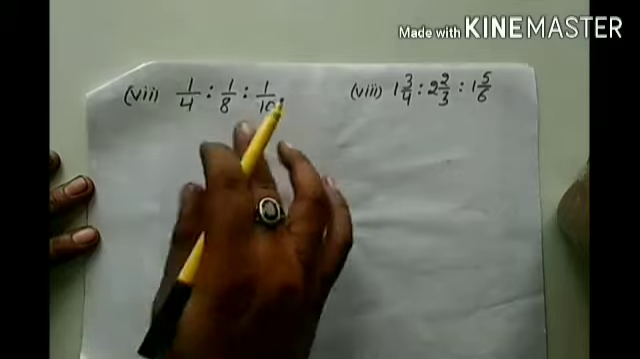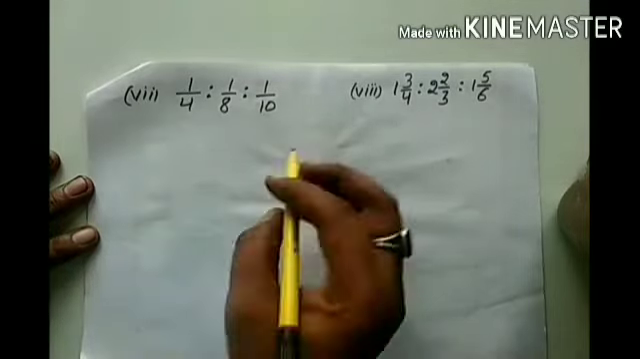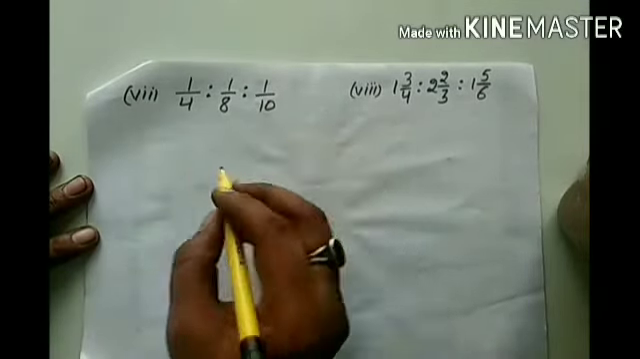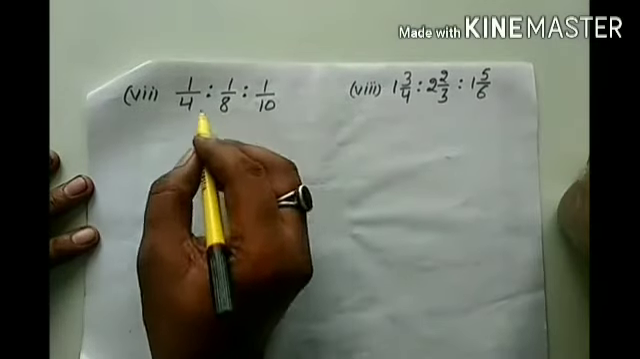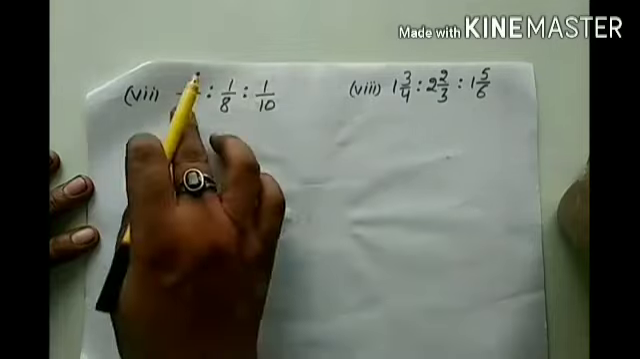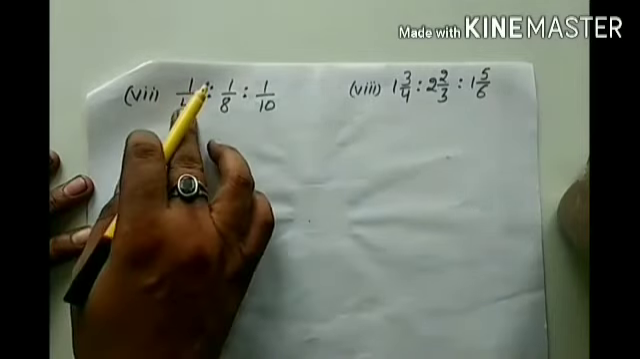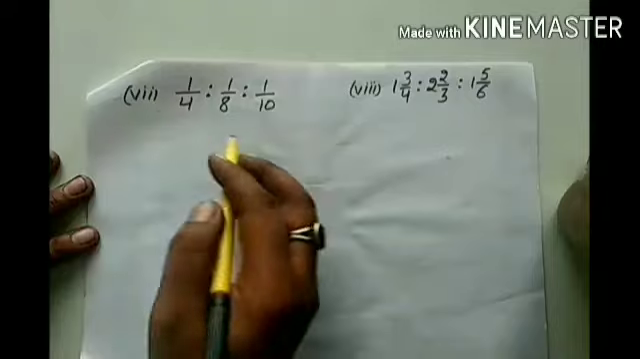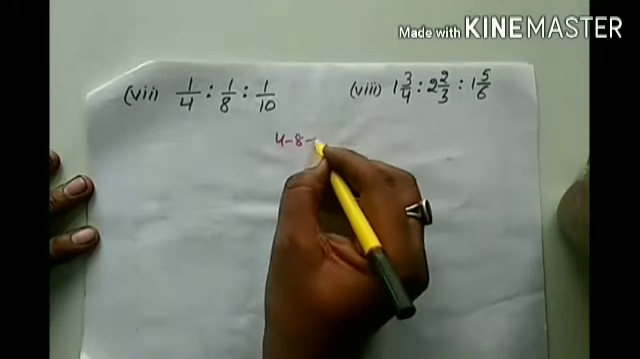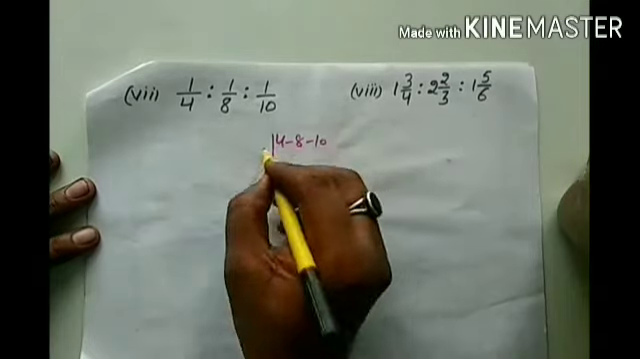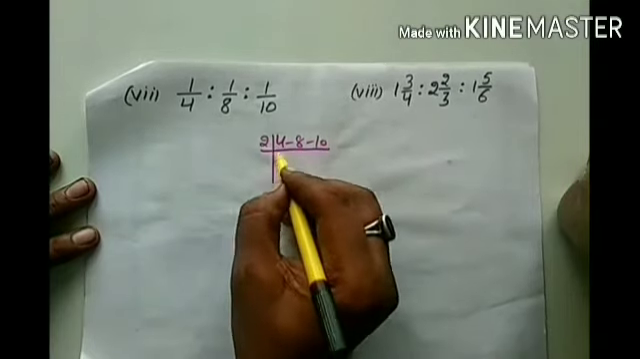Now 1 by 4, 1 by 8, 1 by 10. There are three fractions. Firstly, I will take their LCM. Now 4, 8 and 10. I take the LCM of 4 and 8. Here I can also tell you a trick: you see 4 and 8, 4 divides 8, therefore you need not take the LCM of 4. But if you are used to taking the LCM, then I can take 2 2s are 4.